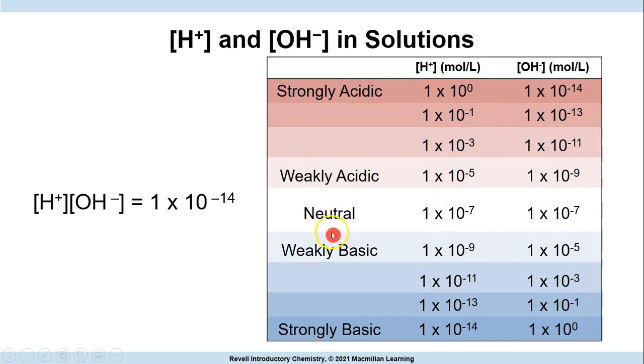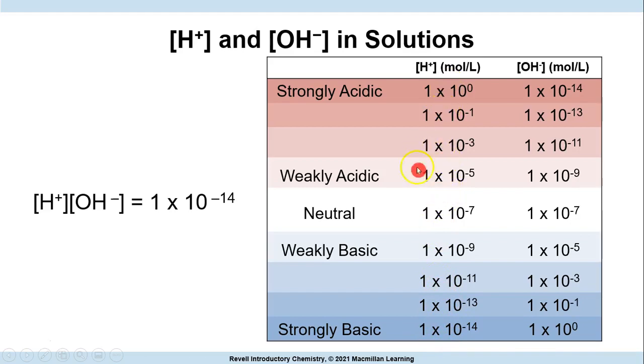We know that the neutral point, as we saw for water, is that the hydroxide ion is 1 times 10 to the minus 7, and the hydrogen ion is 1 times 10 to the minus 7. So everything greater than 1 times 10 to the minus 7 is acidic, and everything below 1 times 10 to the minus 7 here is basic. So this is weakly basic here, and this is strongly basic here, and here this is weakly acidic, and this is strongly acidic.